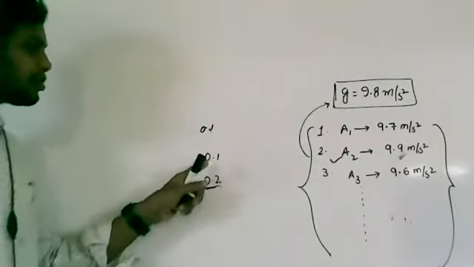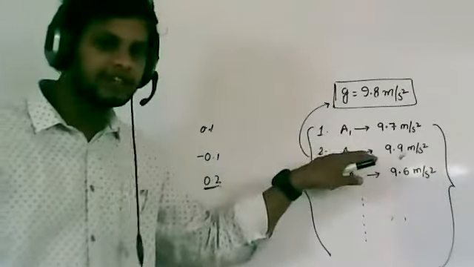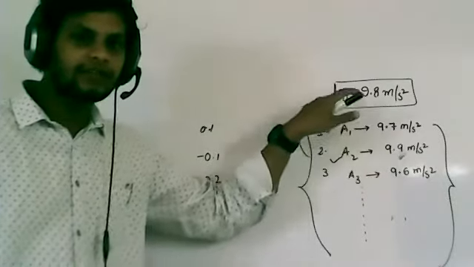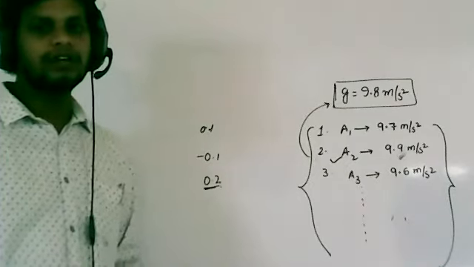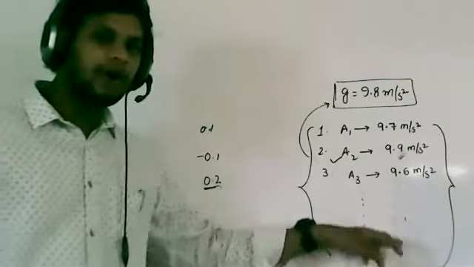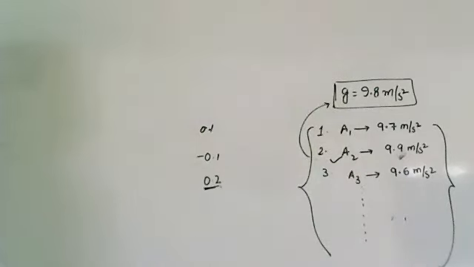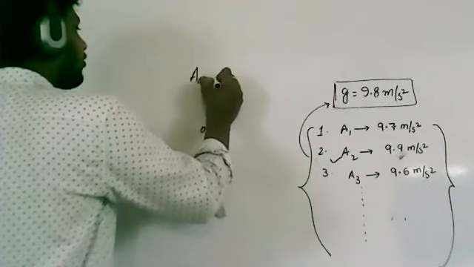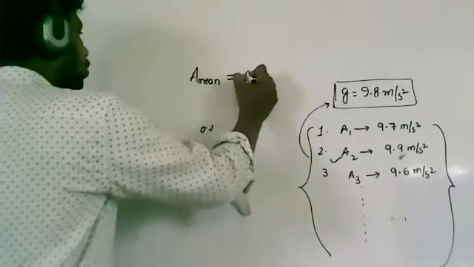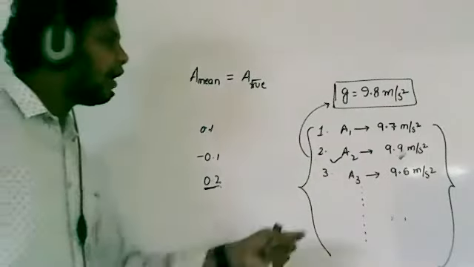Now these values, 0.1, 0.1, are nothing but the difference between the individual readings and the mean value or true value. If you take the mean of all the values, it will be equal to, or rather close to, the true value.